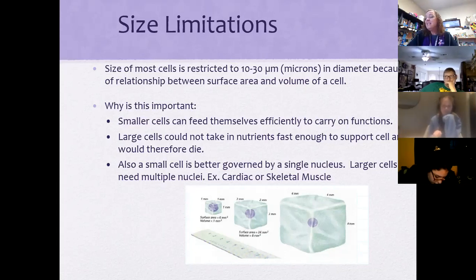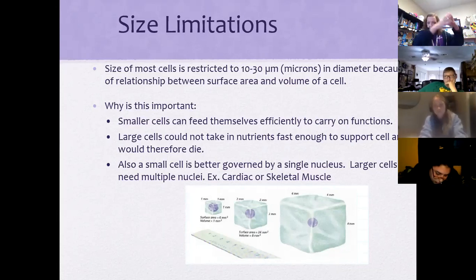But the other thing is that the larger a cell is, the more kings you need to govern it. Think of the Game of Thrones. Think of the whole world as a cell.